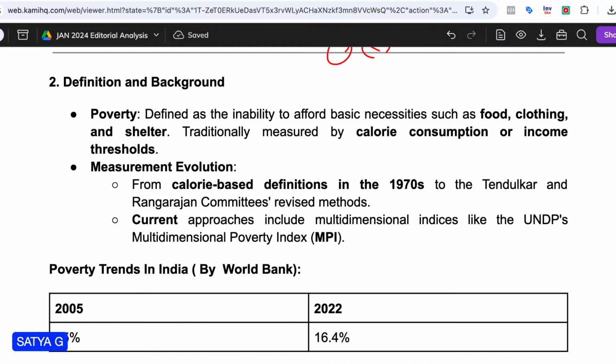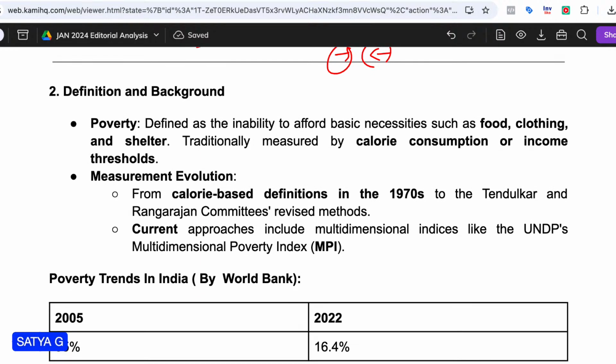The basic definition of poverty is the inability to afford basic necessities like the three necessities: food, cloth, and shelter. This is the standard definition. If you see the measurements, we have calorie consumption and income thresholds. These are the old measurements. Different types of measurements are in the chart I have given at the end, so you can see that. They are the traditional measures.